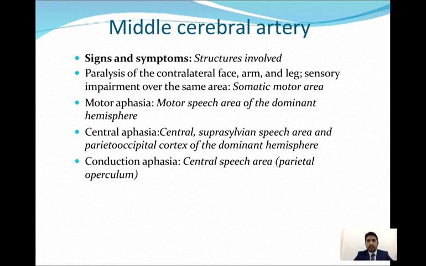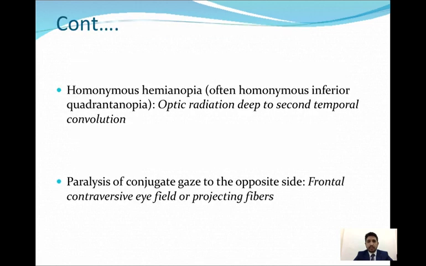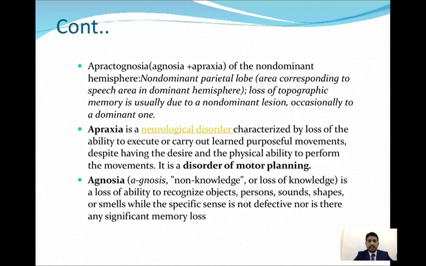So the symptoms are related to these areas of the brain, like paralysis of the contralateral face, arm, leg, and sensory disturbance in the same area. Otherwise there can be aphasia, which can be motor, sensory or conduction aphasia. It can also give rise to homonymous hemianopia and paralysis of the conjugate gaze to the opposite side. Apraxia, it is agnosia plus apraxia. So apraxia is a loss of ability to execute or carry out learned movements, and agnosia is loss of knowledge.